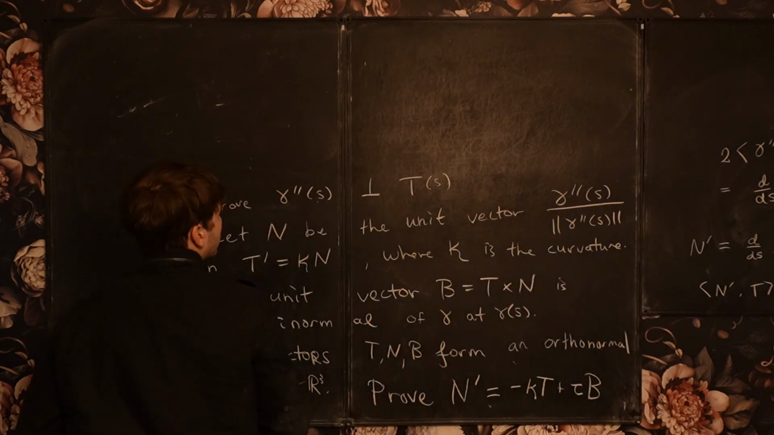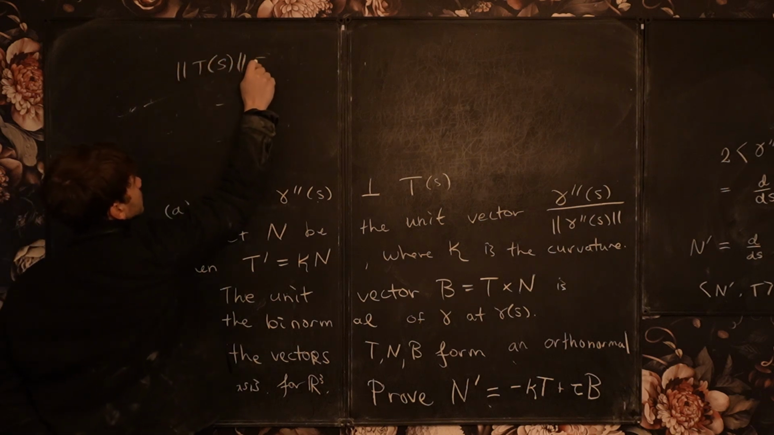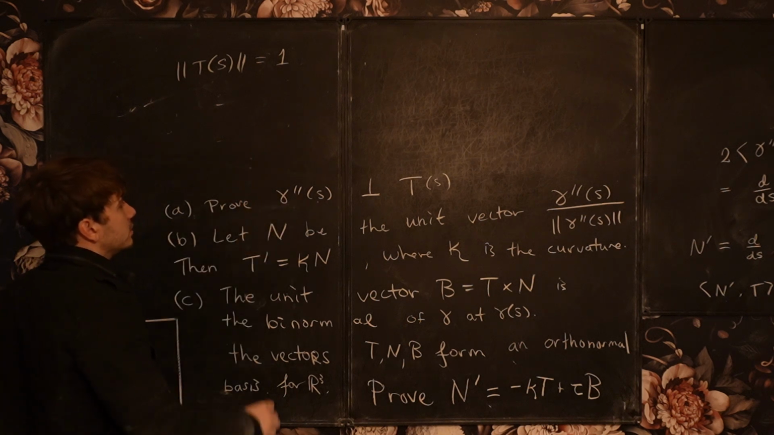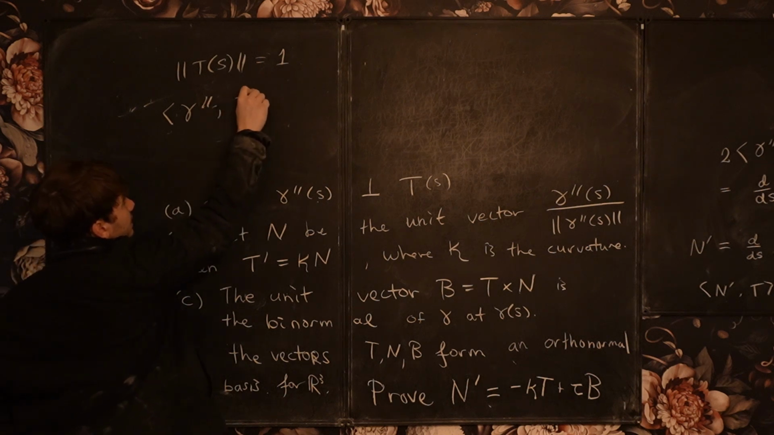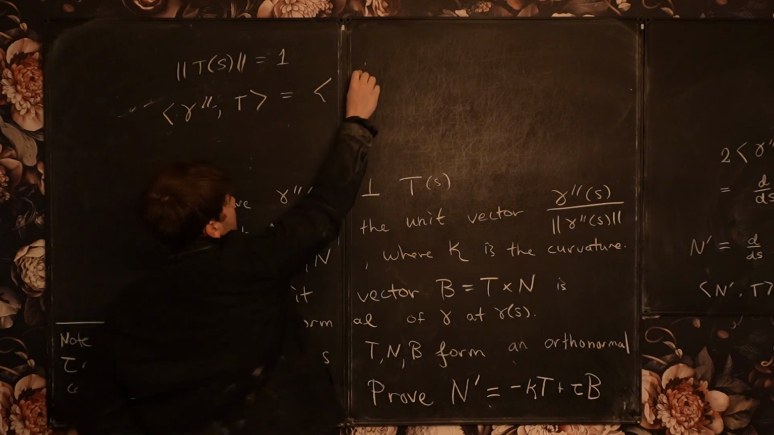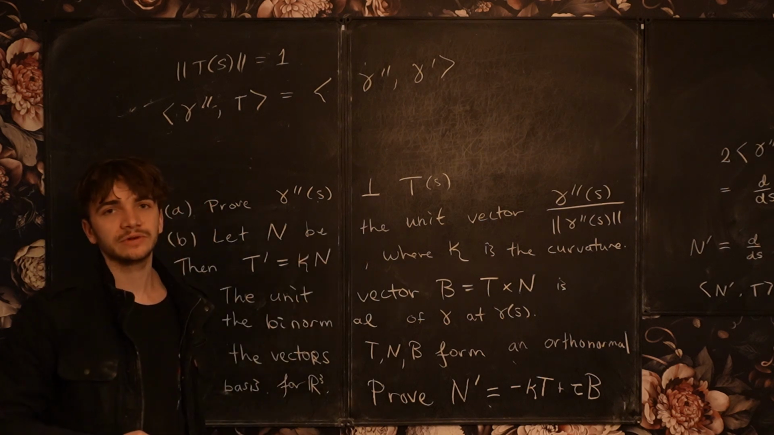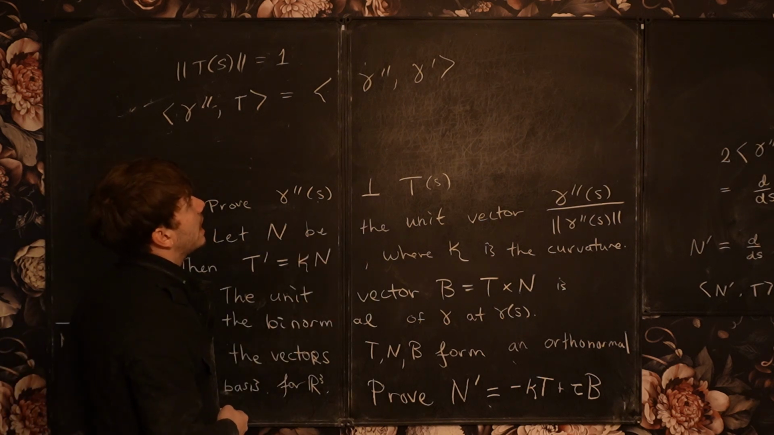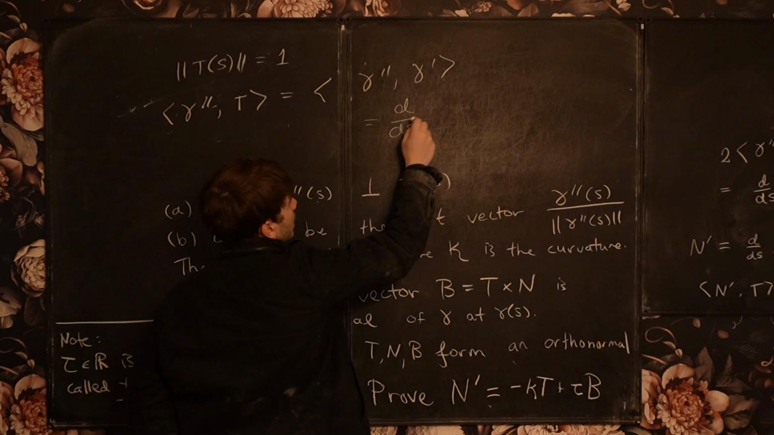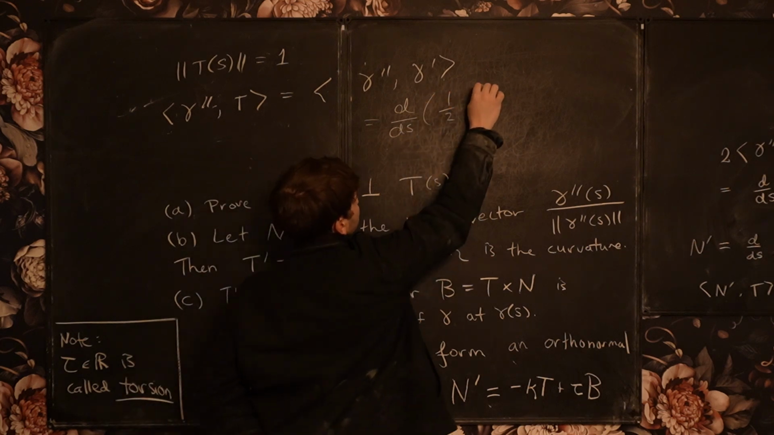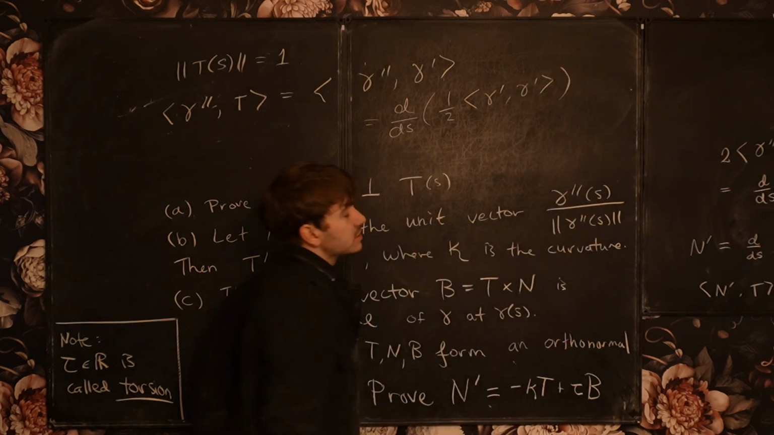Okay, so for part A, we're going to observe that the norm of t of s by assumption is always 1, okay? So if I look at the inner product of gamma double prime and t, this is just the inner product of gamma double prime with gamma prime, okay? The tangent vector t is the derivative of the curve. Okay, but now I can recognize this as actually the derivative of 1/2 the inner product of gamma prime with itself, okay? And this is by the product rule.